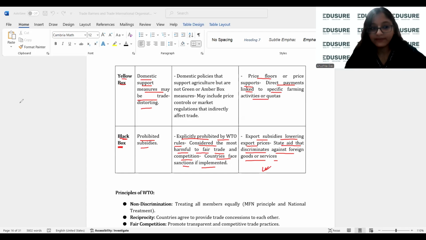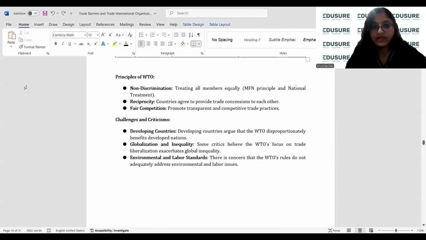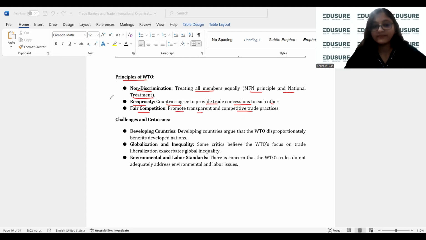Right, so these are a few types of subsidy boxes that are being initiated by WTO that you need to know. Then again, you have some principles, not that important. Non-discrimination, the concept is the same, that we will treat all the countries equally. All the countries which come under WTO will be treated equally. MFN principle, most favored nation principle, and the national treatment will be given. Reciprocity, countries agreed to provide trade concession to each other, and fair competition will be promoted to promote transparent and competitive trade practices. Now, there are different challenges and criticisms to WTO also.